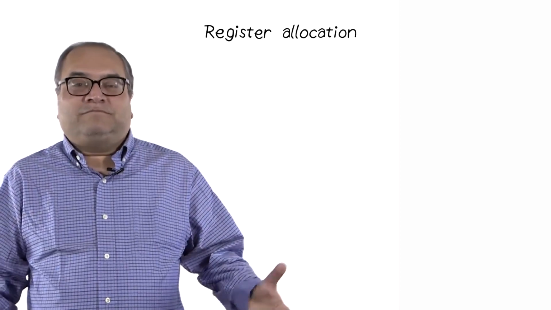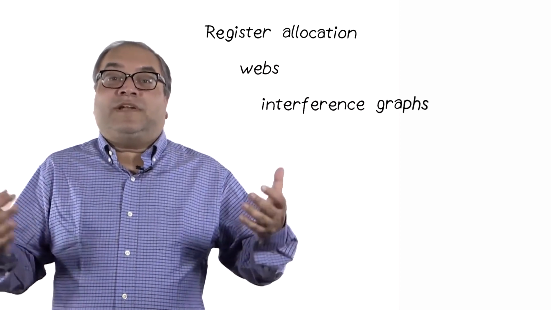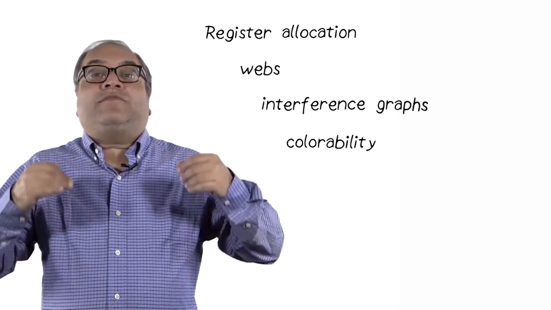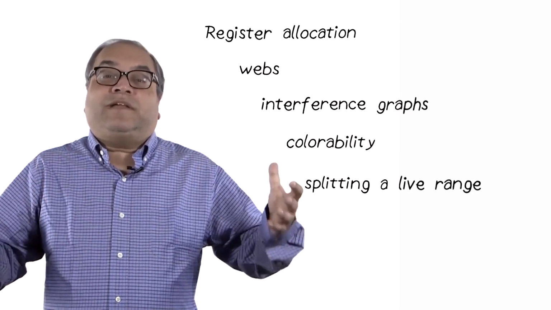We have covered a lot in this lesson. You should now be familiar with some very important concepts such as register allocation, what is a web, what is an interference graph, what is meant by colorability, and finally, what is meant by splitting a live range.